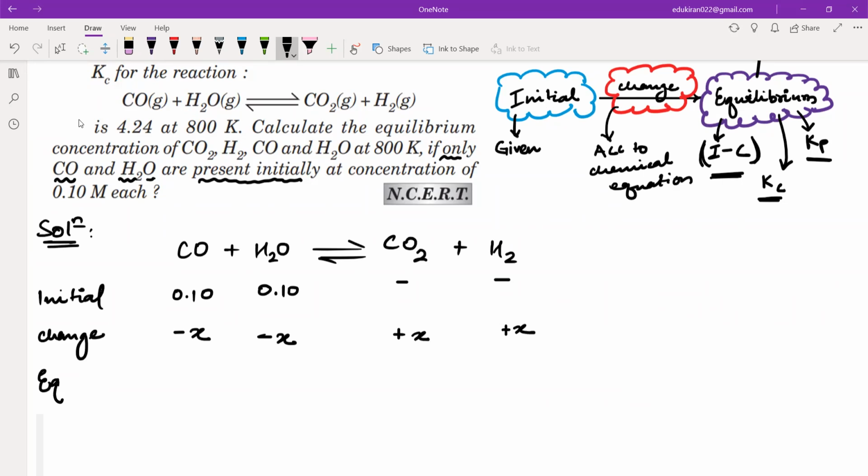Okay, then at equilibrium, what is the concentration of CO at equilibrium?